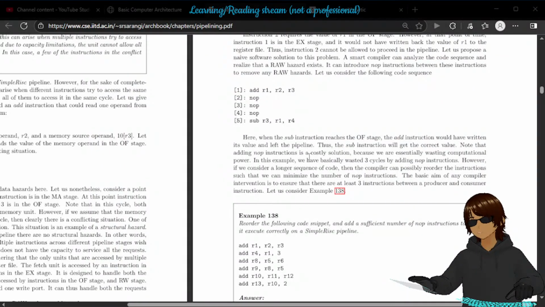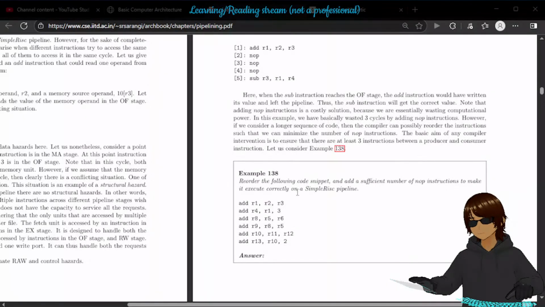Note that adding NOP instructions is a costly solution because we are essentially wasting computational power. In this example, we have basically wasted 3 cycles by adding no operation instructions. However, if we consider a longer sequence of code, then the compiler can possibly reorder the instructions such that we can minimize the number of NOP instructions. The basic aim of any compiler intervention is to ensure that there are at least 3 instructions between a producer and a consumer. Okay. So R1, R2, R3.